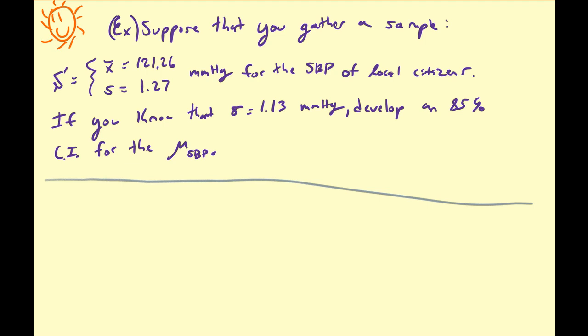Hello there. In this video, we're going to do another example of how to construct confidence intervals for the population mean, and we're going to spend a little bit more time talking about exactly what this represents. So let's assume that you gather a sample of people and you calculate their systolic blood pressure. And let us assume that this sample has characteristics that the sample mean is 121.26 and the standard deviation is 1.27 millimeters of mercury. So let us assume that we know that the standard deviation is 1.13 mmHg, and let us assume we're interested in constructing an 85% confidence interval for the mean blood pressure.